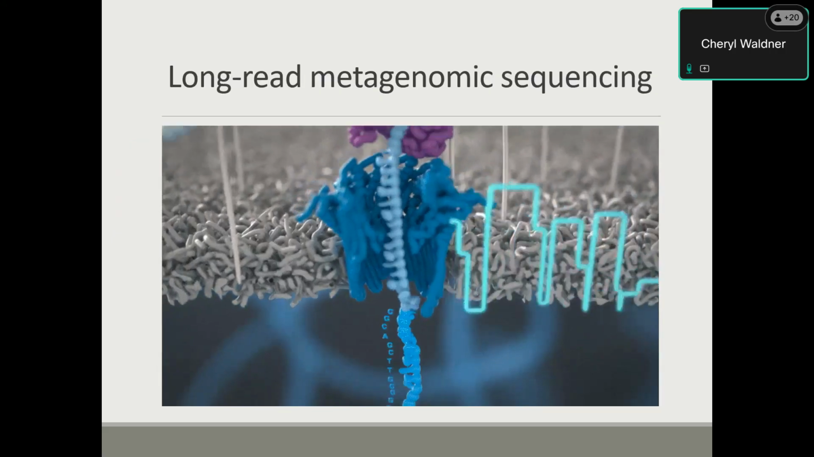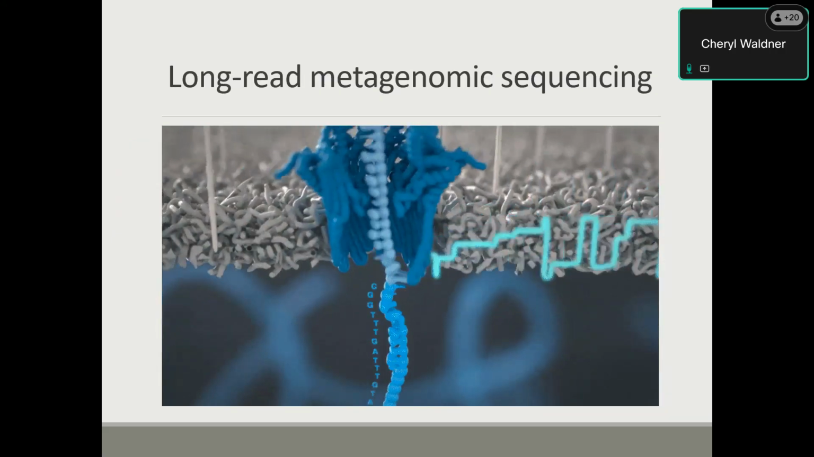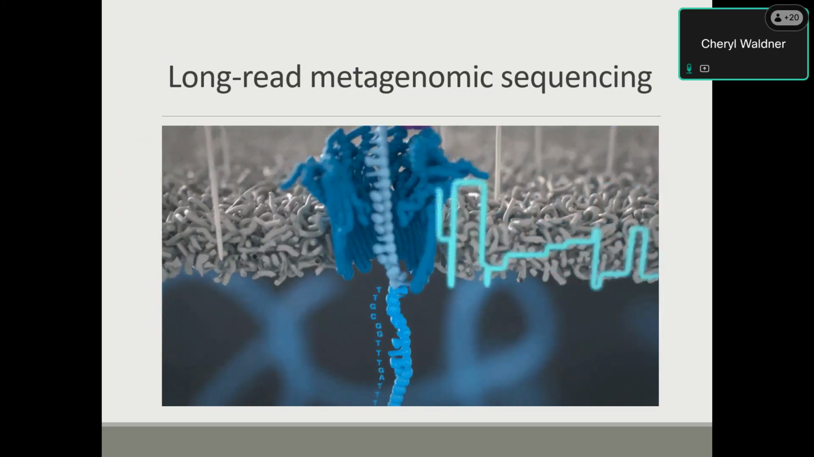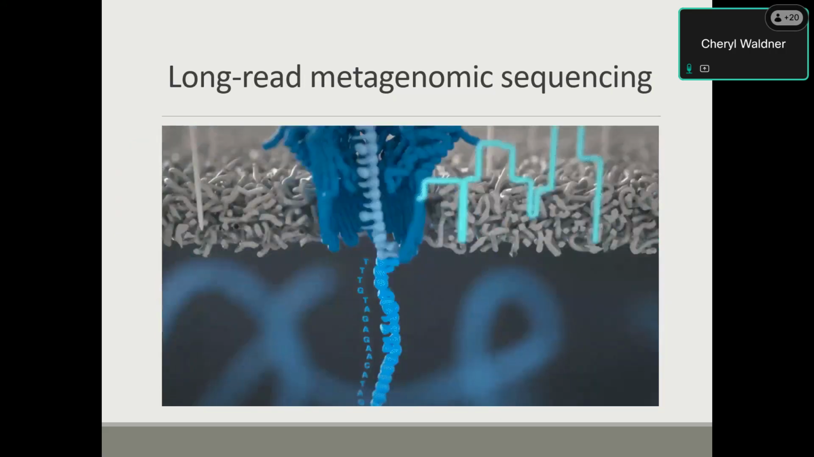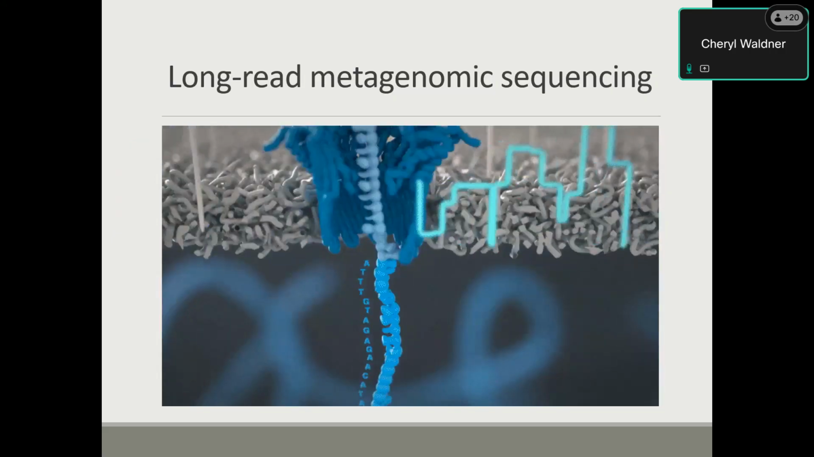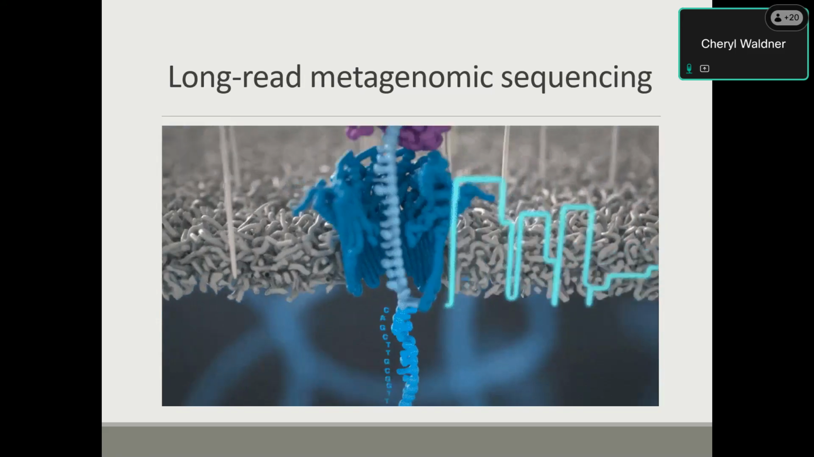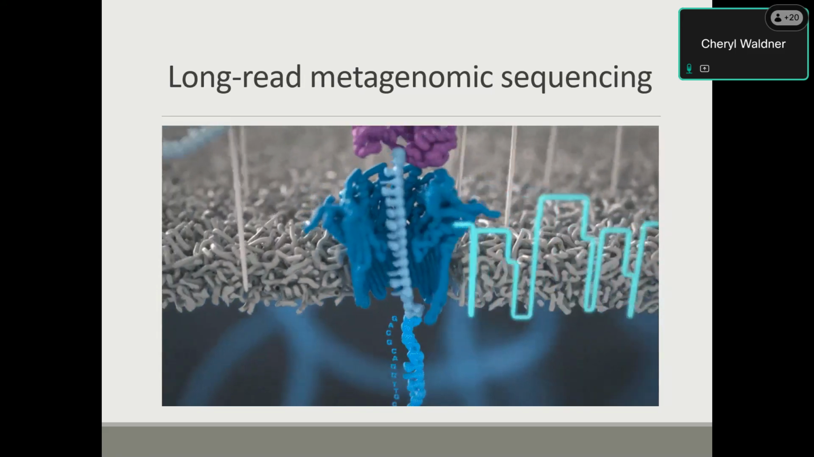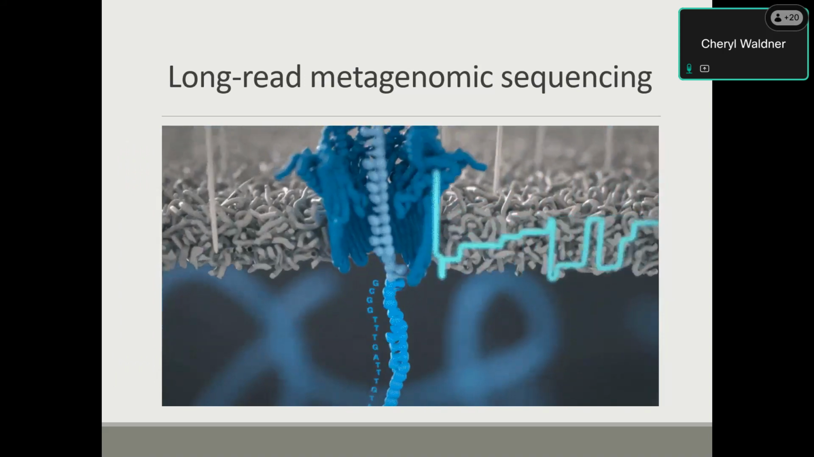For those who are not familiar with it, the long read sequencing that I'm going to talk about the most here is Oxford Nanopore, where you've got a motor protein that attaches to the DNA and spits it through a pore in a membrane, and that changes the current in the membrane, and that allows us to figure out what base pairs are there.